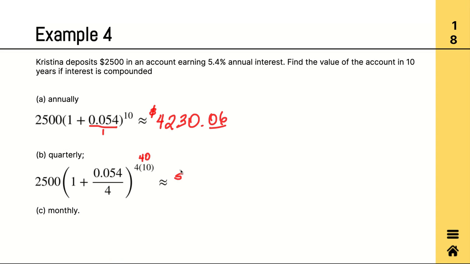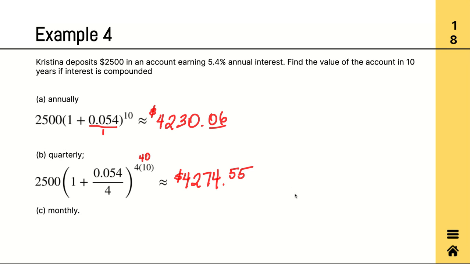Well, I think you're going to like the news, Christina. This comes out to be $4,274.55. So what happened? We increased the number of compounds per year, and hey, that increased the number of dollars that we have at the end of the investment. Good stuff. Well, if some is good, isn't more better? What happens if we compound monthly? Let's take a look at that.